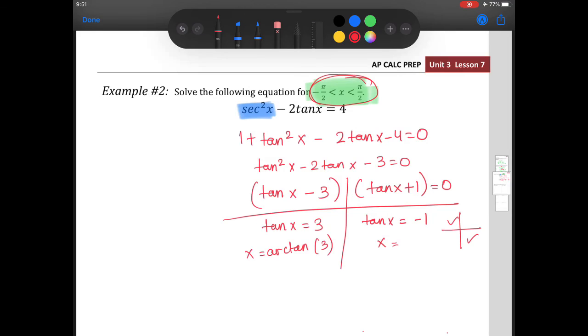Those are your two values, but look at the domain. It is greater than negative pi over 2 and less than pi over 2, so only 7 pi over 4, or I can say negative pi over 4. So finish up the remaining problems of the problem set. Good luck.